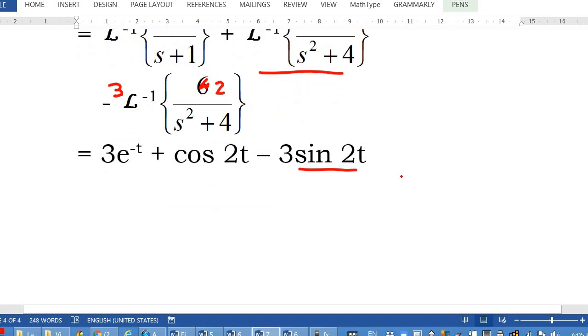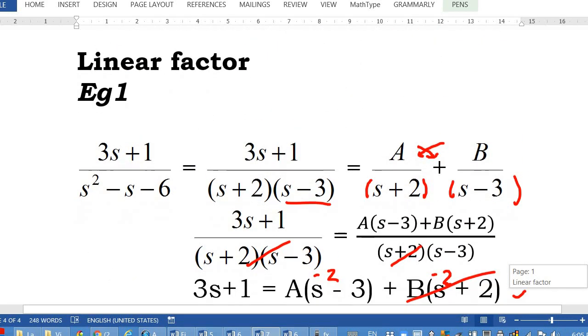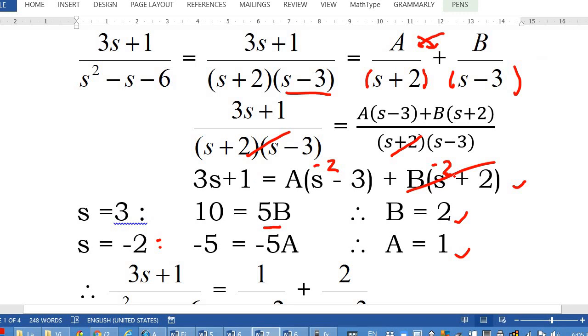Okay, so I repeat how you do the partial fractions. For linear factors, for example, you have s plus 2 and s minus 3. You break it into a over s plus 2 plus b over s minus 3. By doing cross multiplication, you have a times s minus 3 plus b times s plus 2. Notice the denominator is the same on both sides, hence you just compare the numerator.